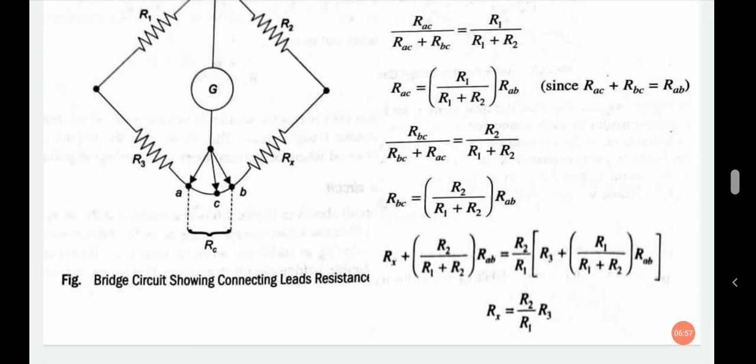So this shows that the impact of connecting lead resistances can be removed when the galvanometer is connected at point C. So this is the Kelvin bridge circuit. Here the connecting lead resistance is added in this bridge circuit, and if we connect the galvanometer at point C, then the impact of connecting lead resistances can be removed.